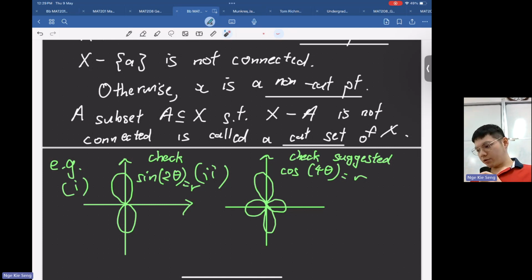So for now, to prove that this is the cut point, you really need to prove that the whole space is connected, and then after you take this point away, it becomes not connected. You need to prove that after you take this cut point away, what is left is not connected.